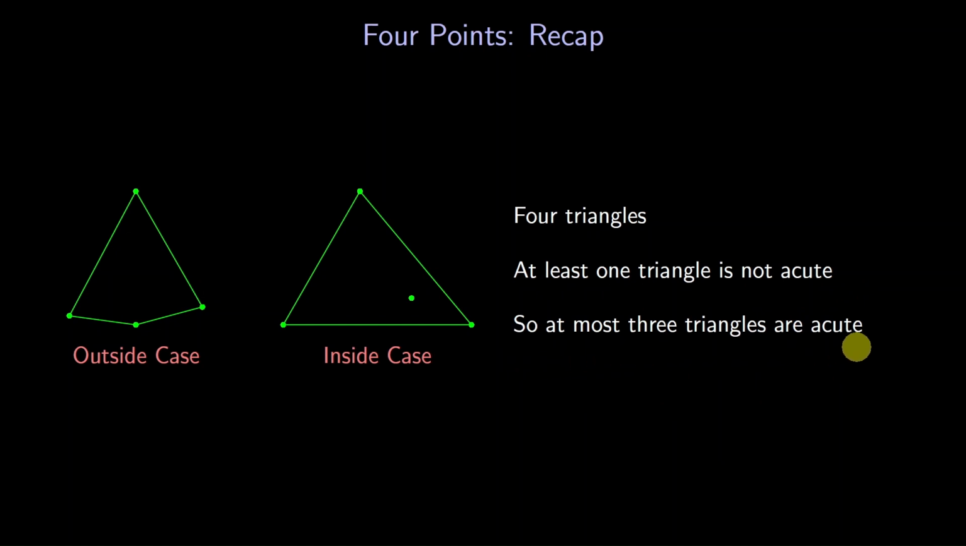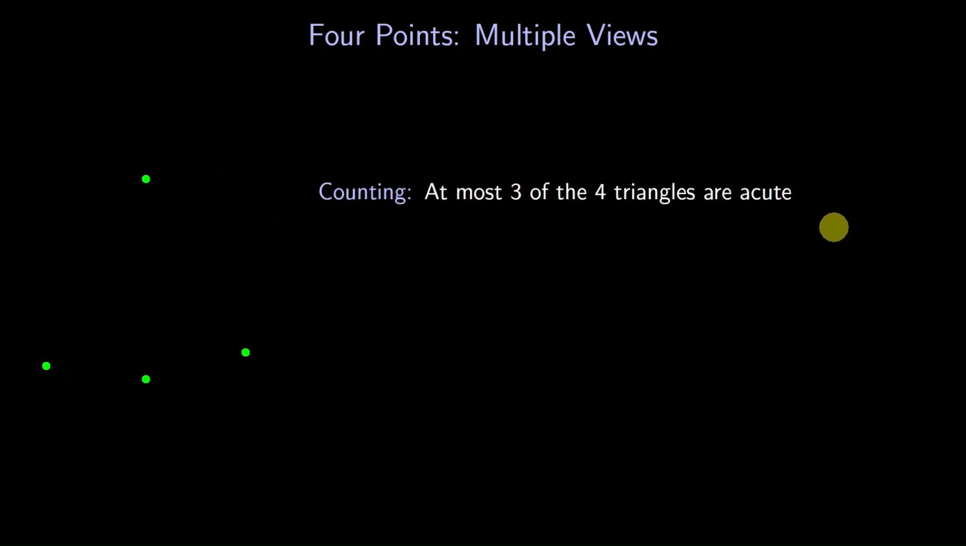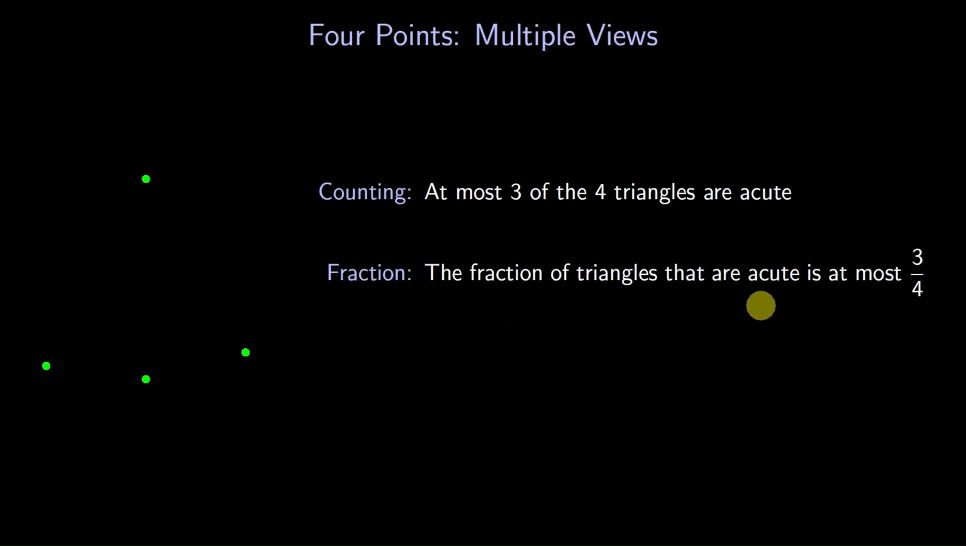That's nice. We're going to find it helpful to restate that result in multiple ways. Here are 4 points, forming 4 triangles. From the counting view, we showed that at most 3 of the triangles are acute. So what fraction of triangles are acute? We know that at most 3/4 of the triangles are acute. What does that mean as a percent?